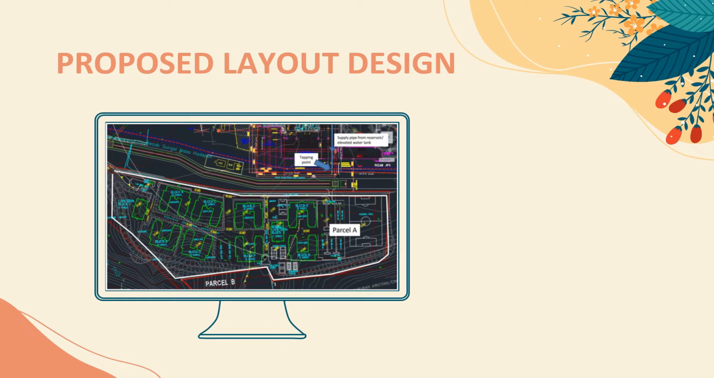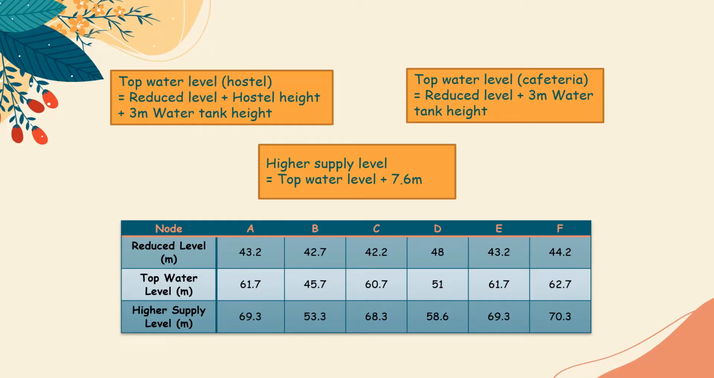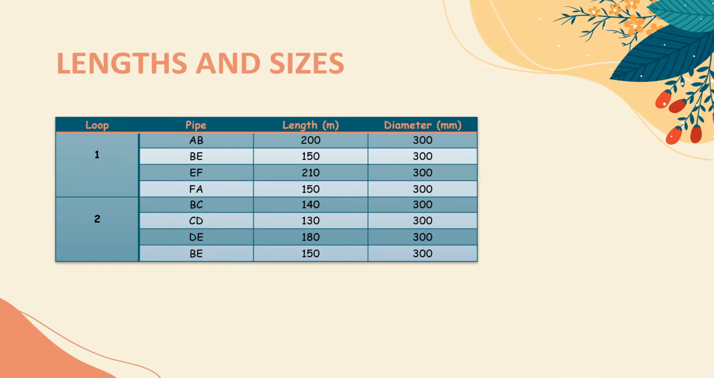As you can see, here is the proposed layout design. Now, for the water reticulation layout plan, we assume that each hostel has 5 stories and the height of each story is 3.1 meter. Thus, we know that the hostel height is 15.5 meter and the height of the cafeteria is 4.3 meter. The reduced level is obtained from getting the contour line in AutoCAD. Next, the length of pipe is obtained directly from AutoCAD. Meanwhile, we assume 300 mm for each diameter of pipe.